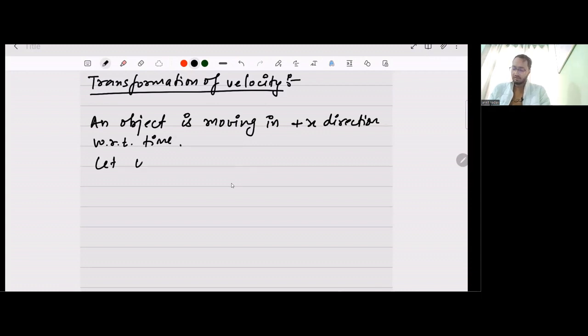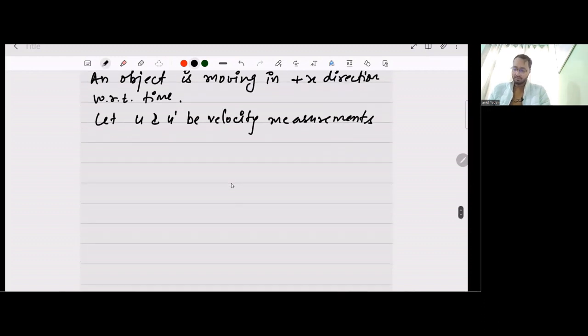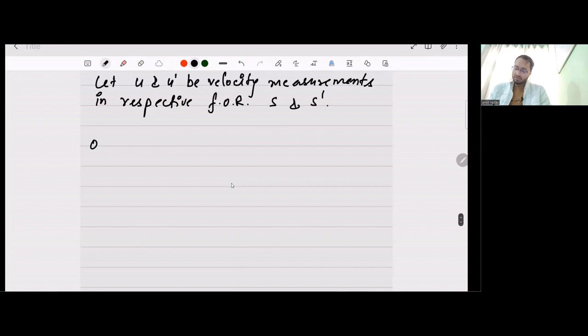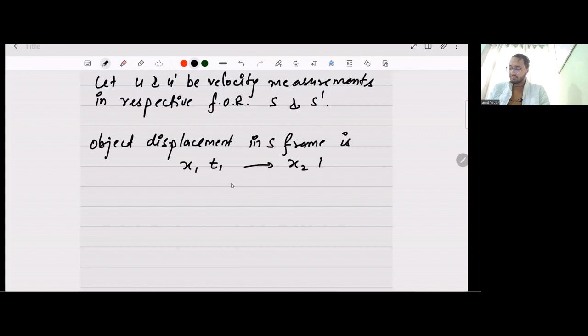Now let u and u dash be velocity measurements in respective frames of reference S and S dash. ठीक है, तो ऑब्जेक्ट का जो डिस्प्लेसमेंट है, object displacement in S frame is कहां से कहां तक, x1 at time t1 से कहां पे जाएगी x2 at a later time t2.